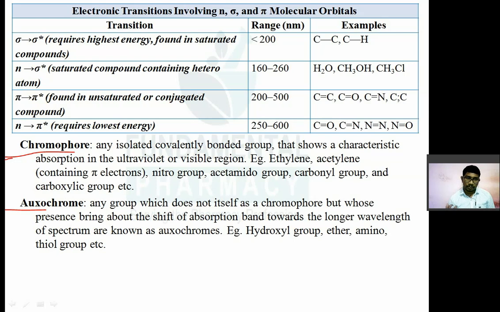shift of absorption maxima towards the longer wavelength of the spectrum, known as an auxochrome. For example, hydroxyl group, ether, amino, thiol, etc. These groups are not chromophores themselves; they are supporting groups.